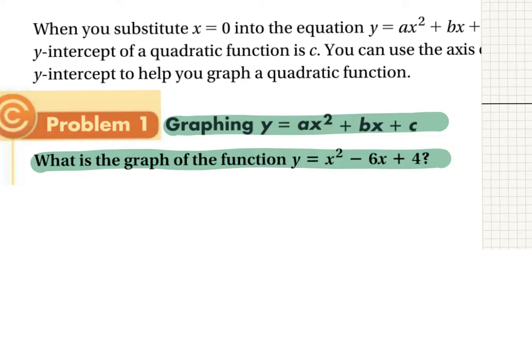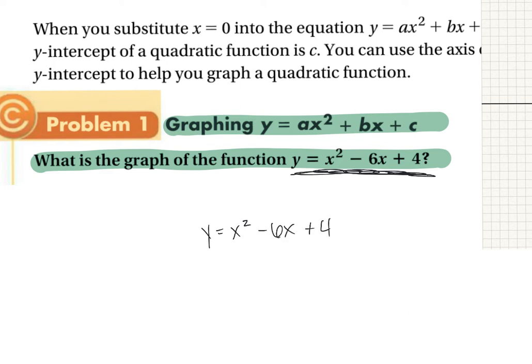The function y equals x squared minus 6x plus 4. Go ahead and copy that down. Y equals x squared minus 6x plus 4, okay? And on your paper, you're just going to write it down one time.